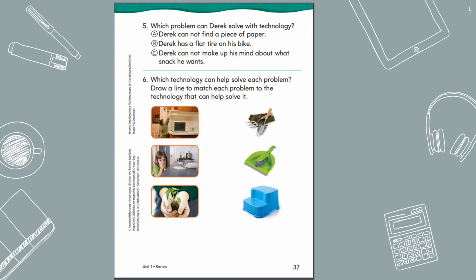So which of these problems can be solved with technology? Let's look at the answer. It's B, Derek has a flat tire on his bike. He can use technology to make sure that he does not have a flat tire on his bike anymore.